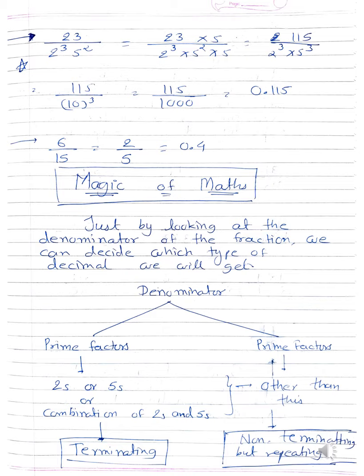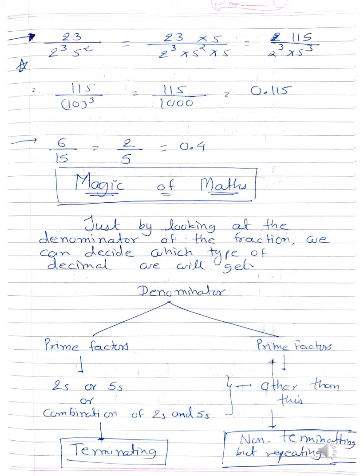Let's have the other example, 6 upon 15. By reducing it, we can get the answer 2 upon 5. And as we have seen, 2 upon 5 is nothing but 0.4. So 6 by 15 is also 0.4. So we have seen the conversions of decimals into fractions and fractions into decimals.